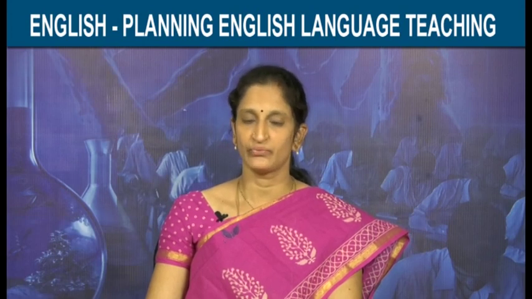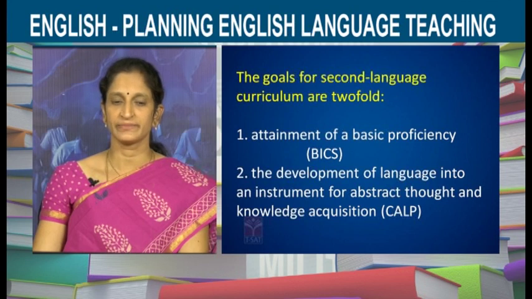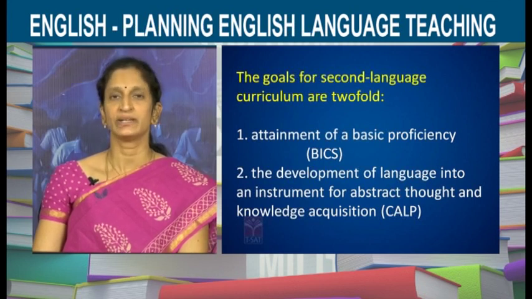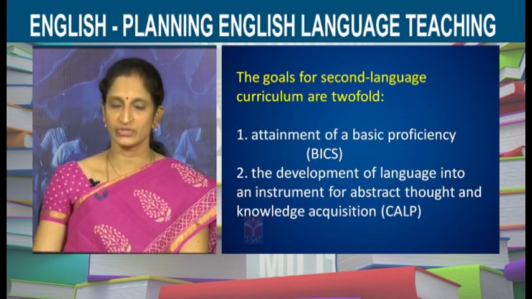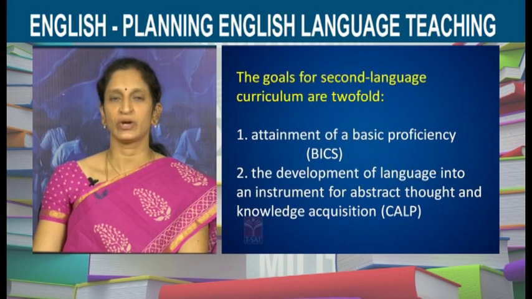The second goal is the development of language into an instrument for abstract thought and knowledge acquisition. So the first goal is focusing on attainment of basic proficiency, the minimum proficiency of language. The second goal is talking about the development of language into an instrument. The language is like an instrument for abstract thought and knowledge acquisition.